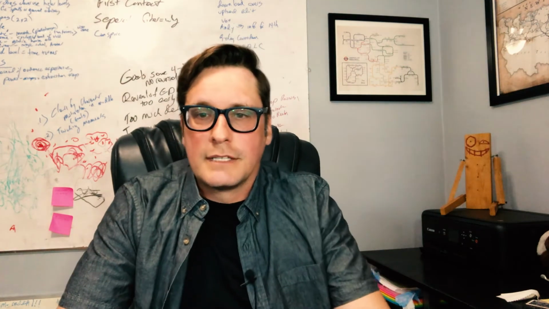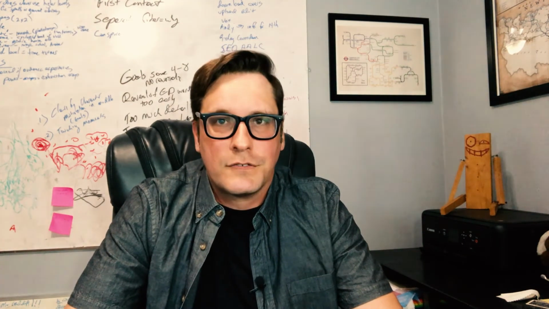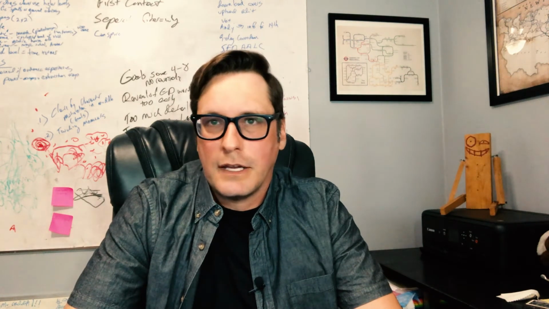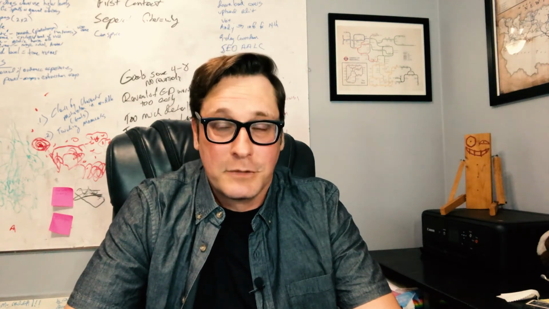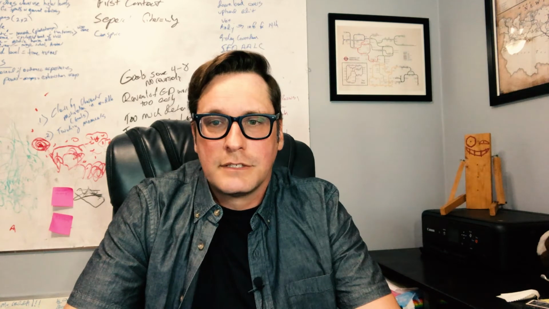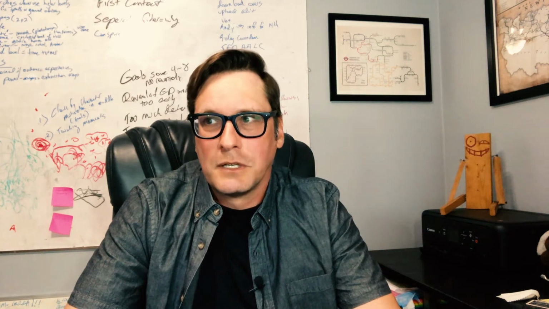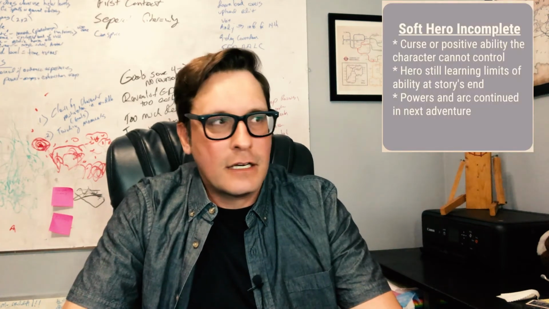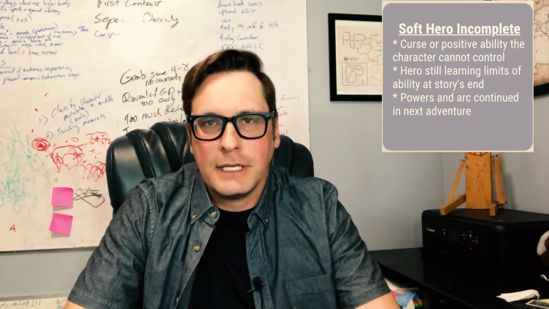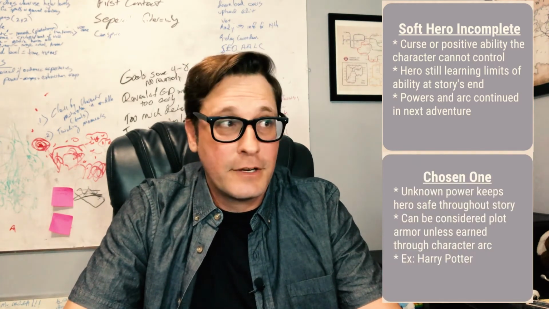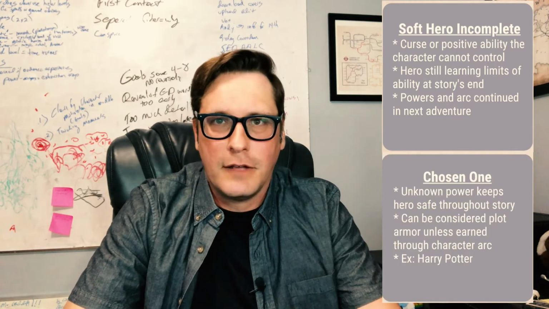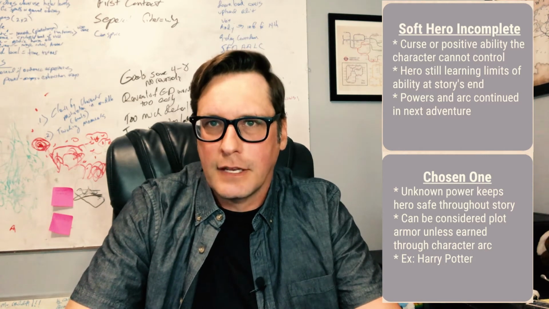Okay, let's do a quick example of this. When I started doing the AALC in the soft systems, I had a randomized system, the magic system created, and one of the powers in it was chaos, and another one was an air blast. The chaos was a soft hero incomplete, meaning that the character didn't have any control over it, and the air power was the chosen one, as in it got the character out of trouble.